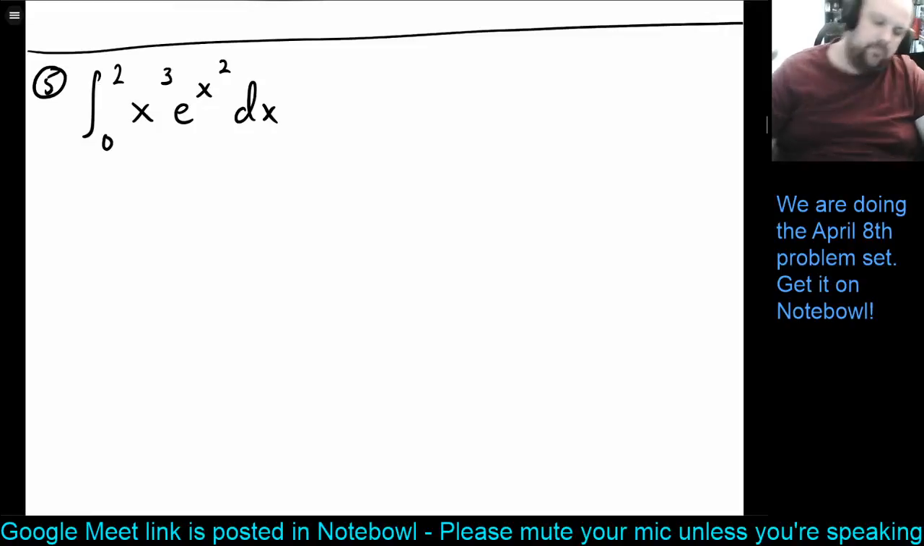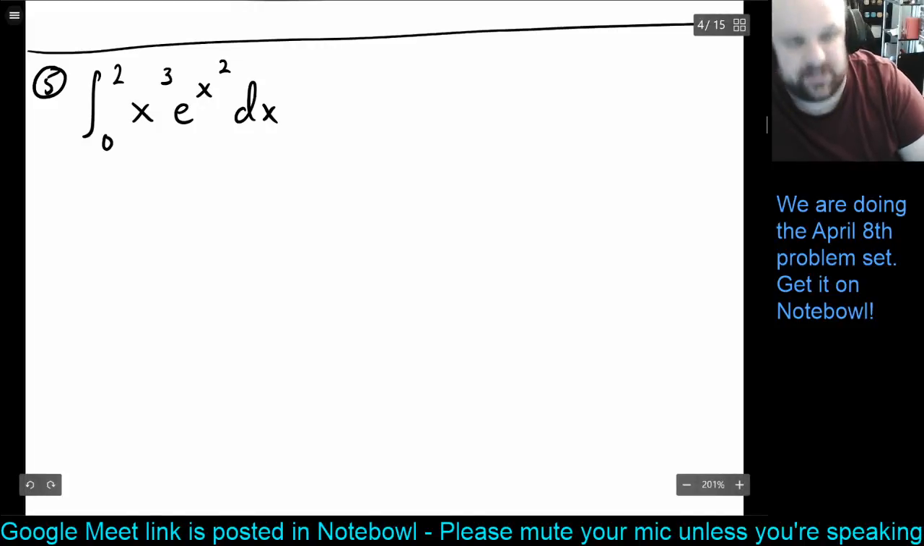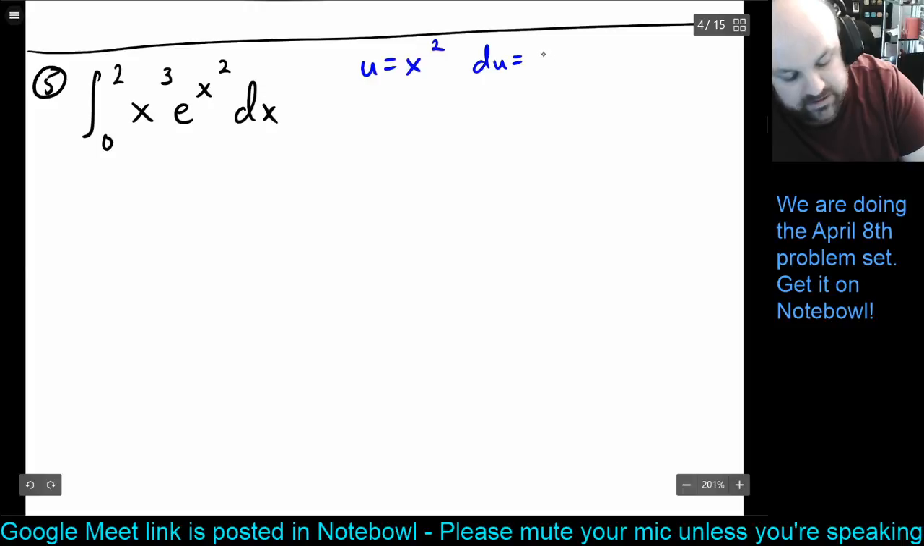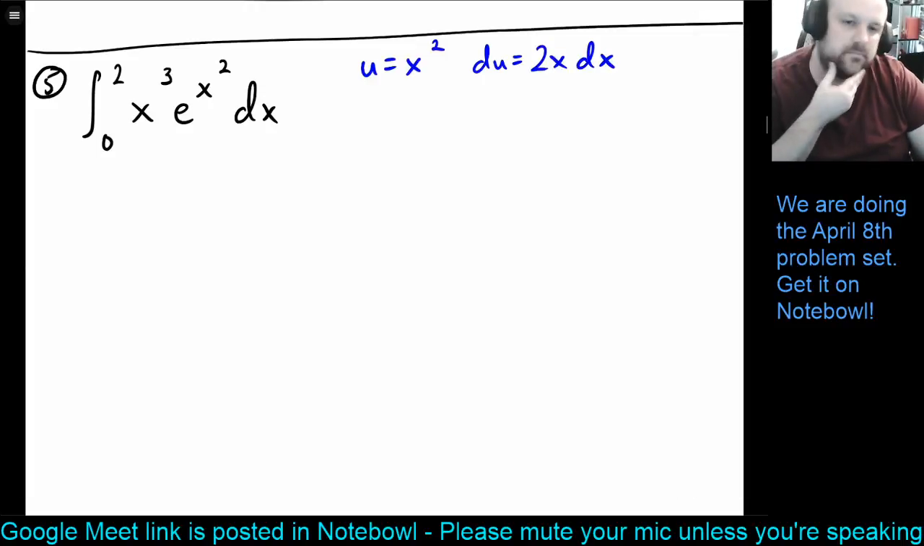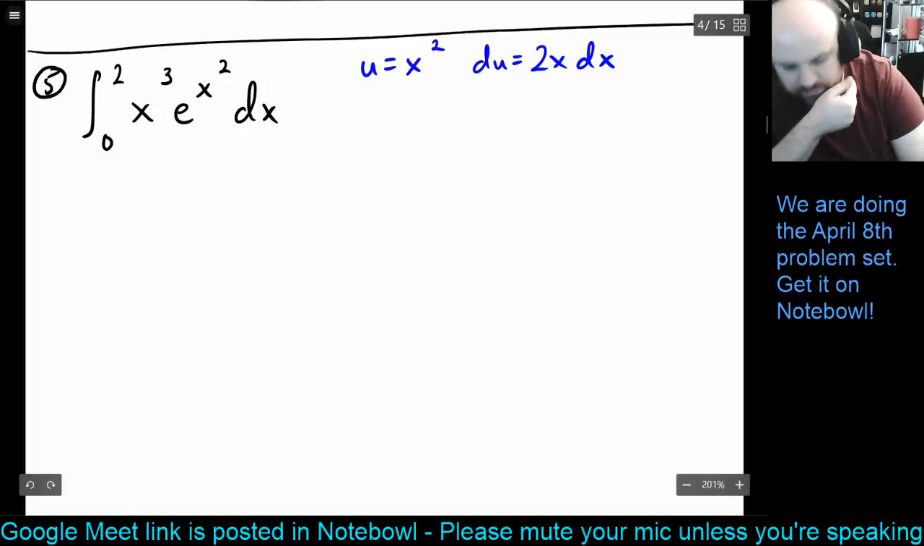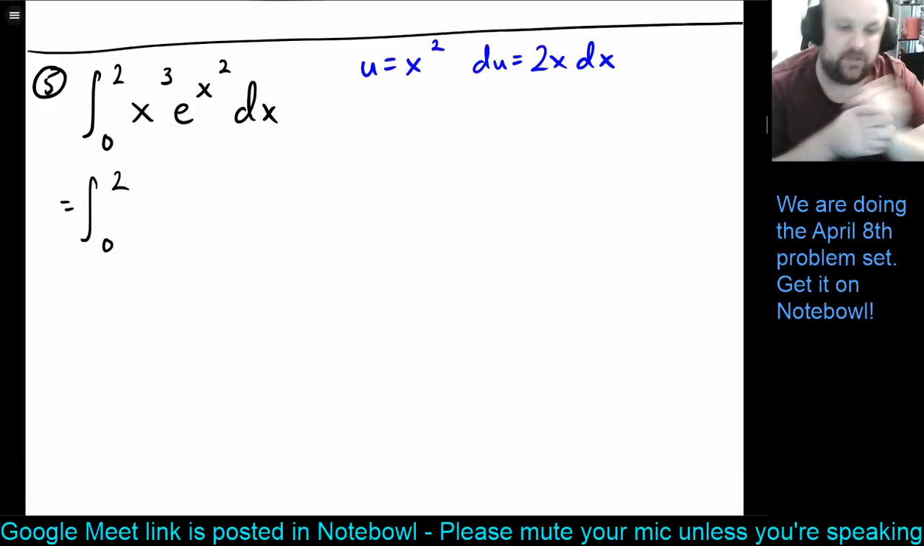So what we want to do here is a u substitution. That x squared up here is causing problems, so we're going to substitute that out. Then du is going to be 2x dx. So let's look at what we have here. So this integral, before we do the substitution, let's try and break it into parts that we're going to use.